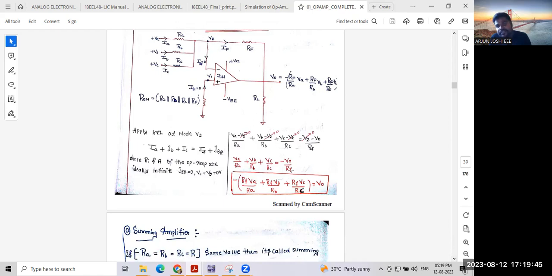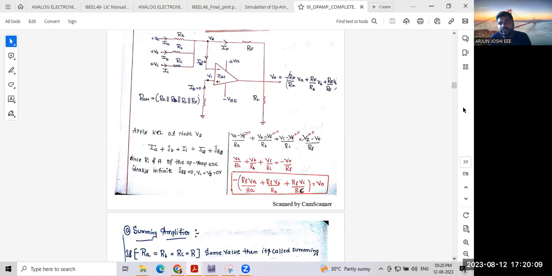Okay, I'm going to take this RF from the LHS to the RHS. Now the equation will become V0 equal to minus RF times VA by RA plus RF times VB by RB plus RF times VC divided by RC. Okay, V0 equal to this equation is the final equation according to the circuit diagram. You are going to consider this equation directly.